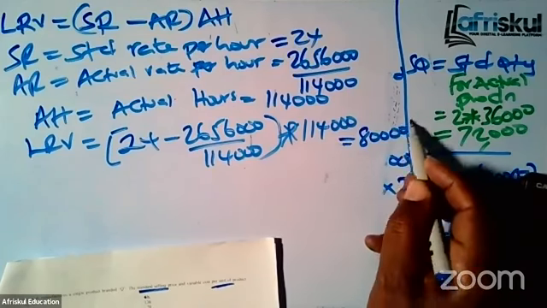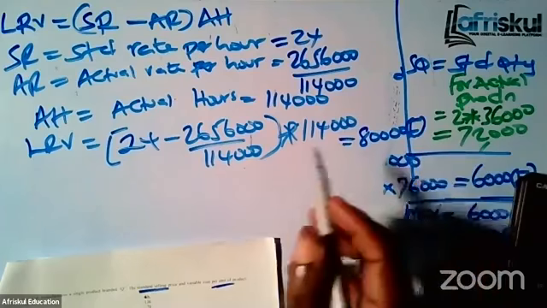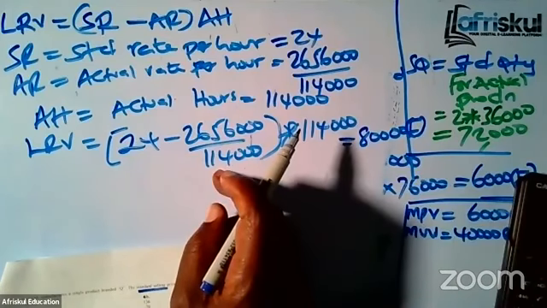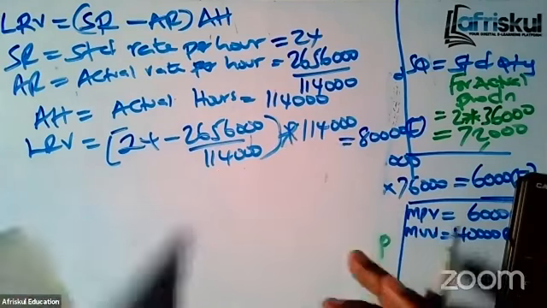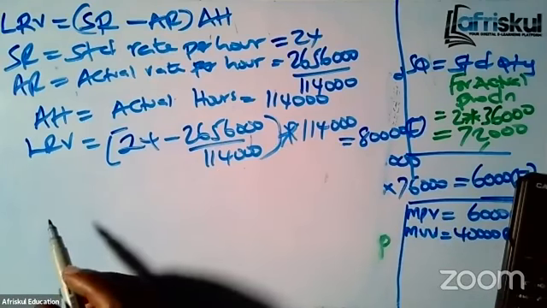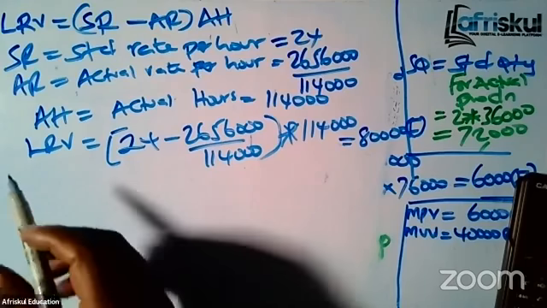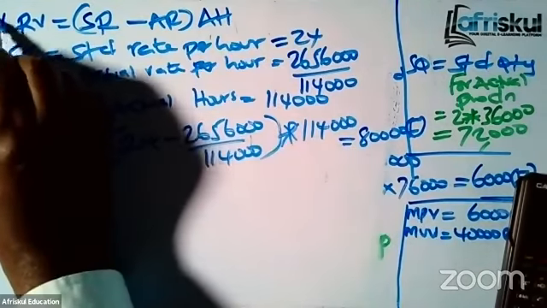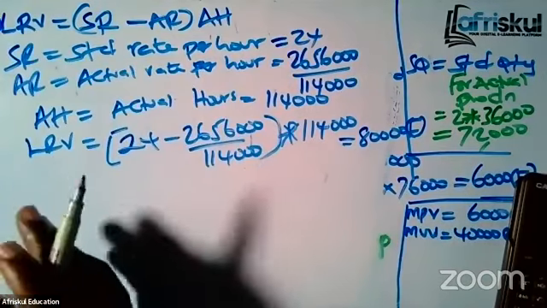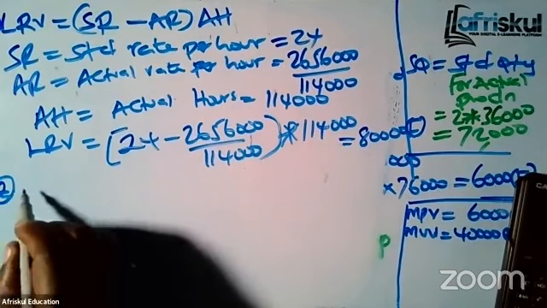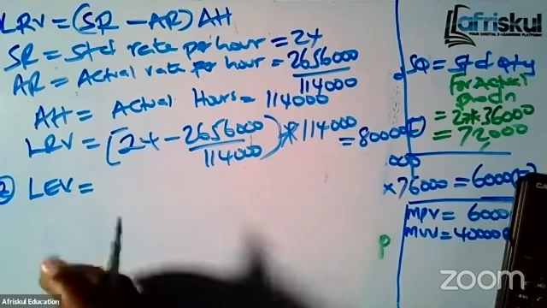So positive means what here? Favorable. Positive means that the actual rate was lower, so we saved. That is okay. Now, after that, ladies and gentlemen, we'll talk about the labor efficiency variance. Remember, we said labor has two: the labor rate variance, and number two, the labor efficiency variance.